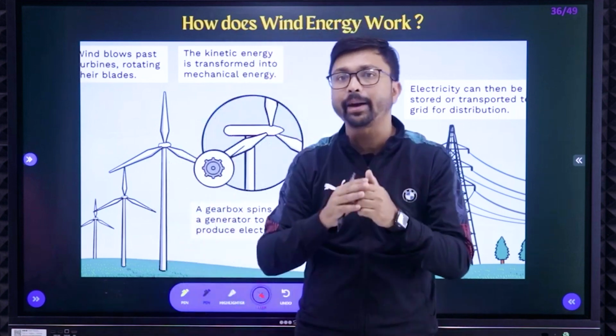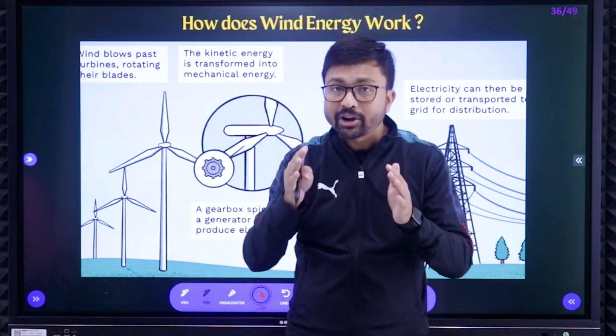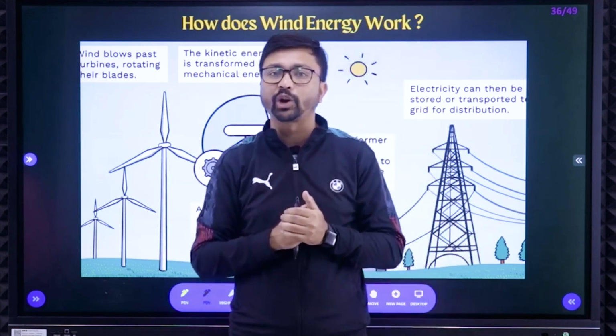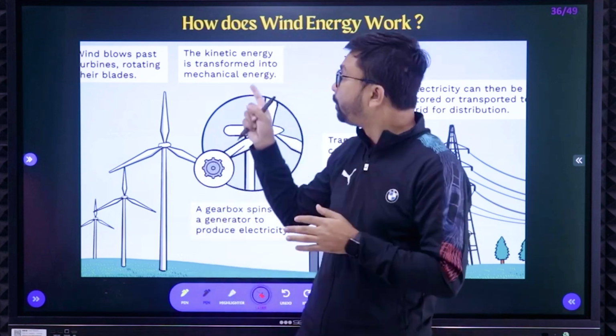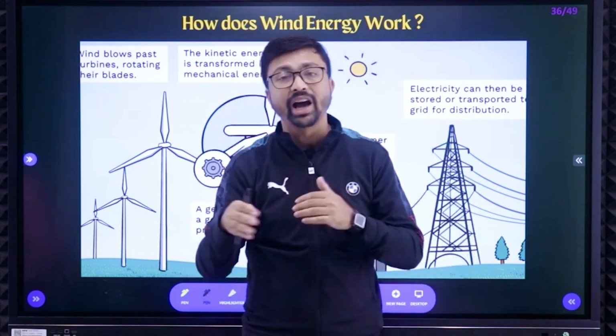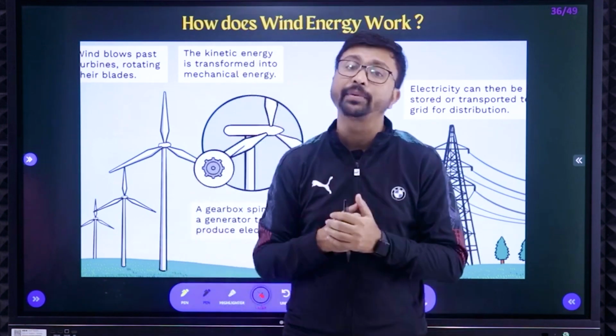Solar energy has one limitation. What is that? We will be able to get it only in the daytime. At night there will be no benefit of solar energy. For that we need to store it. But for wind energy, the wind will blow throughout the day and night. So there will be continuous generation of energy.